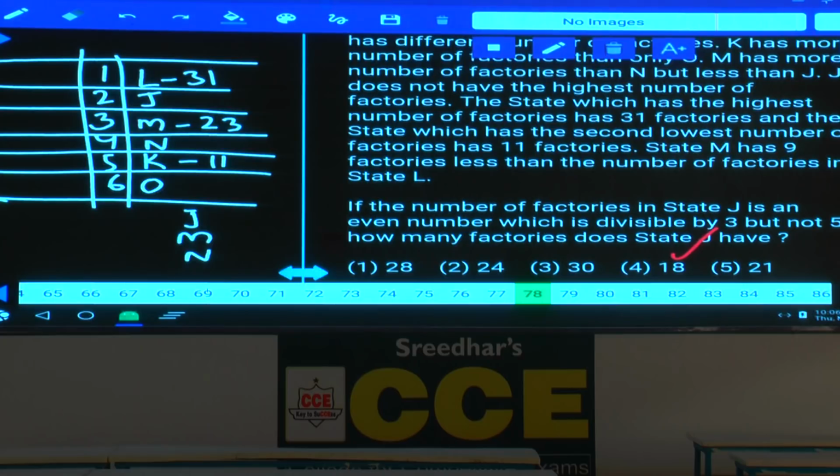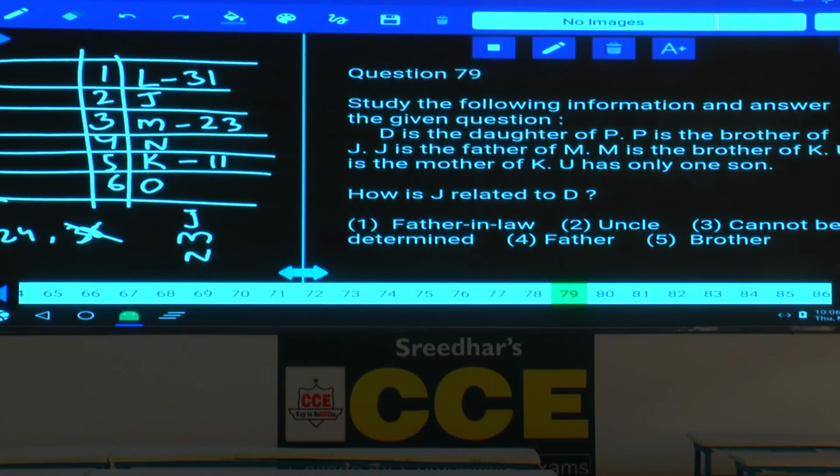Then 78. In this 78, what if the number of factories in state J is an even number which is divisible by 3 but not by 5. In between 23 and 31, even numbers divided by 3 are what? 24 and 30, out of which 30 is divided by 5, and it cannot be taken. Then what is your number here? 24. 78, choice 2, 24.